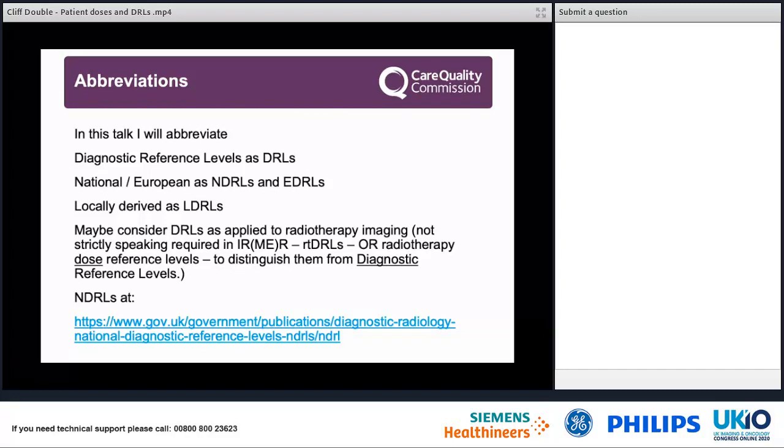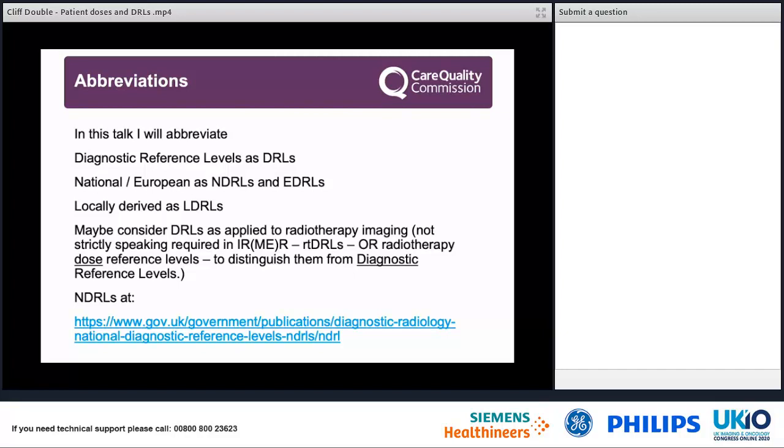I'll be talking about DRLs, national DRLs, European DRLs, locally derived LDRLs, and maybe from time to time touch on radiotherapy imaging, RT DRLs. Although, just to be clear, IRMER doesn't require you to establish radiotherapy DRLs. They're given a different name to try and distinguish them. They're called radiotherapy dose reference levels. And in order to fill up a little bit of space at the bottom of the slide, I've included a link to the national DRLs at the .gov website given.